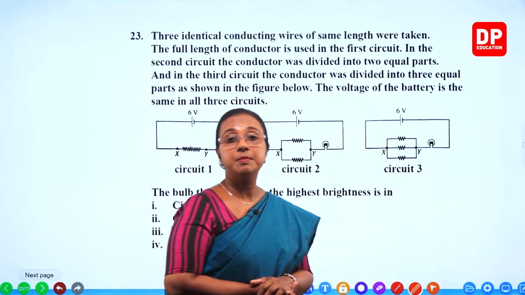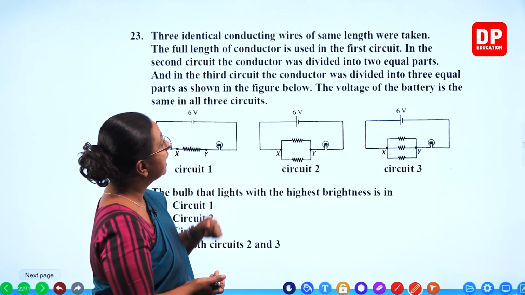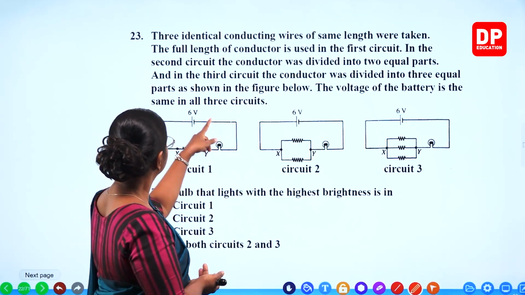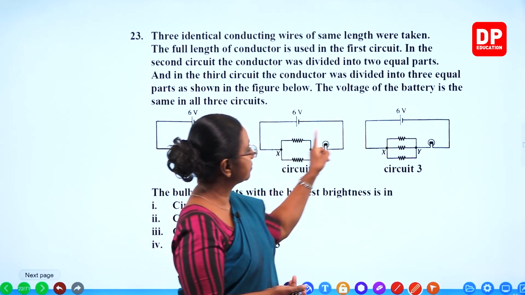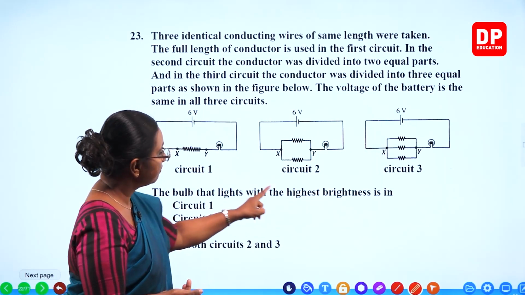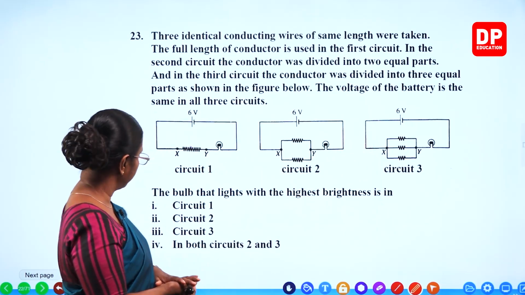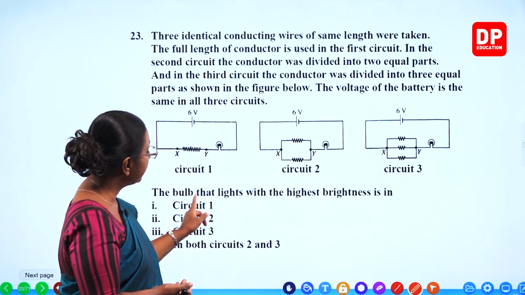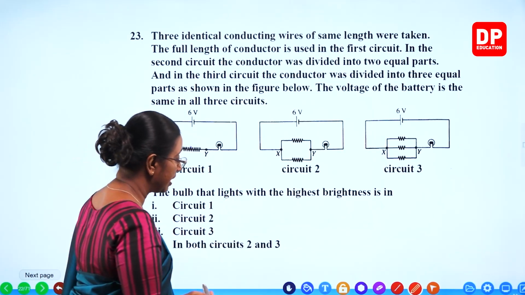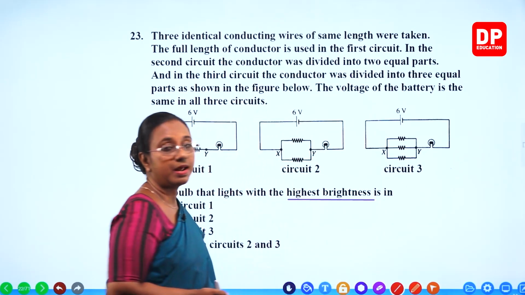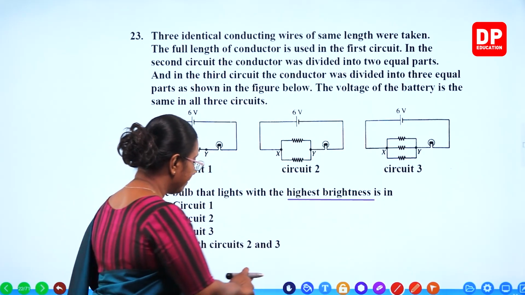3 equal parts. The voltage of the battery is the same in all 3 circuits. So all 3 have 6 volts, 6 volts, 6 volts. Circuit 1, 2 and 3. In all 3 there is the bulb also. So you can see that. The bulb that lights with the highest brightness. So here important thing, highest brightness. Now how do we find that?